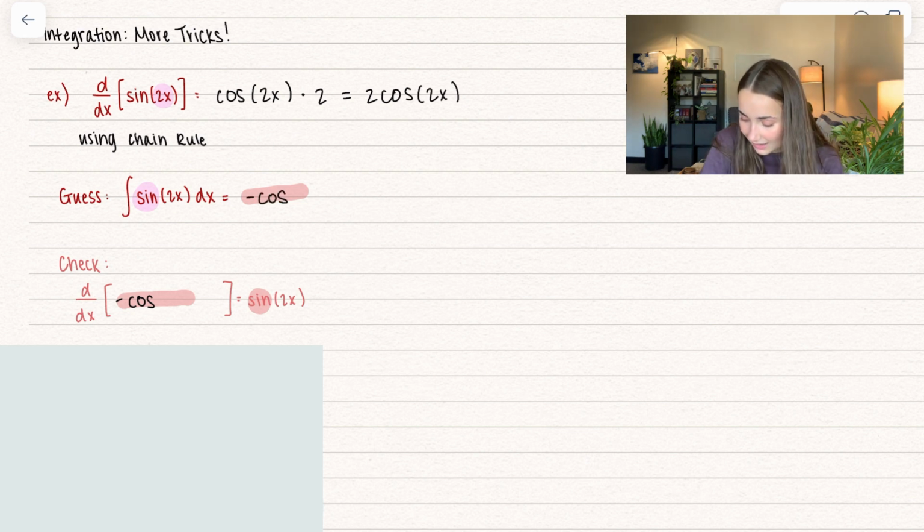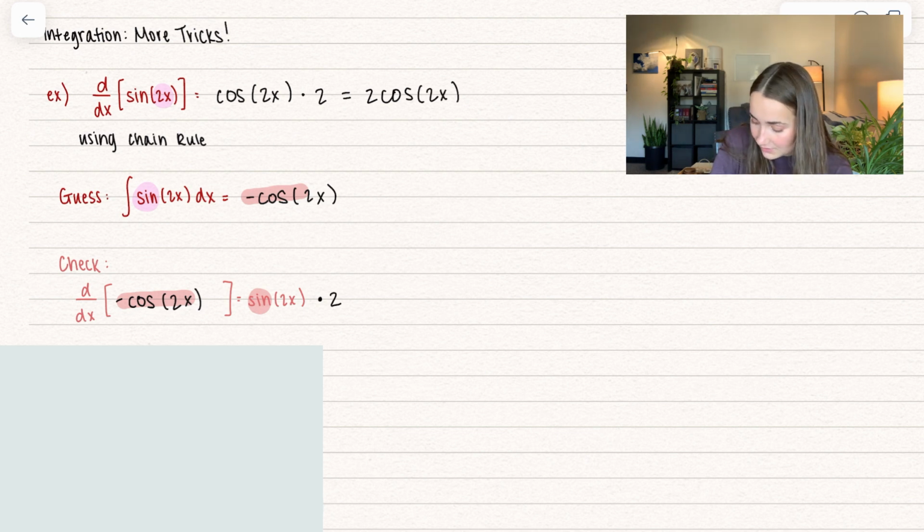So this helps us find our answer. And remember, the inside still has to stay the same, just like it does for chain rule. So now if we look at our derivative, we have the derivative of negative cosine is for sure sine, but we would have to multiply by the derivative of the inside. So we would have to multiply by a value of 2. Now this changes our answer because we're only integrating sine of 2x. We're not integrating 2 times sine of 2x.